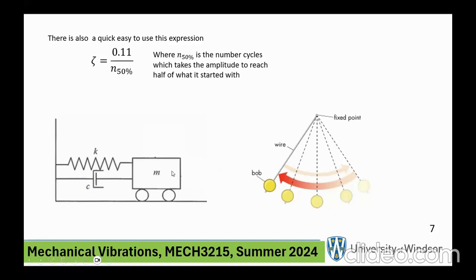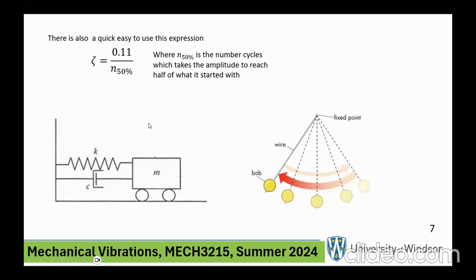So when you displace it, you move it by some amount. Let's hypothetically say you moved it by 10 millimeters, and you let it go. This begins to oscillate, and that 10 millimeters becomes smaller and smaller. At some point, it reaches 5 millimeters. So if you counted how many oscillations it took to reach half of the amplitude that you applied, we can use this formula to estimate zeta. Okay? So here's what I'm saying.